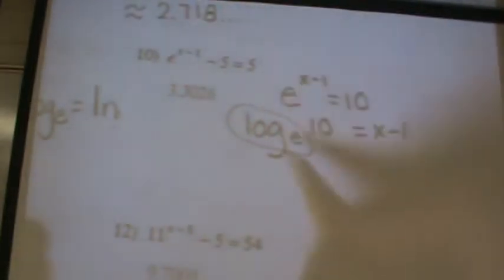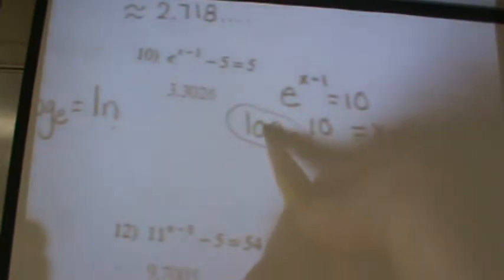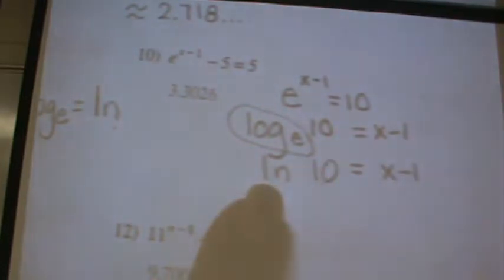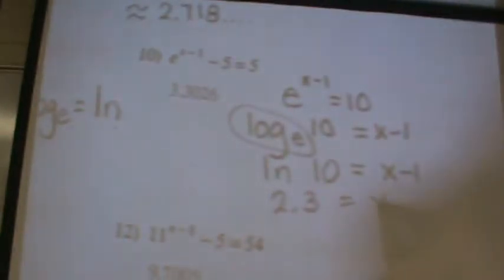New piece of information: log base e is just ln. So once you translate this, what are we going to rename log base e as? ln 10. So on your calculator, type in ln 10, which is 2.3, and then add 1. So it's 3.3. All you have to know is ln, and that's the only problem that you wouldn't have been able to do. But now you can.